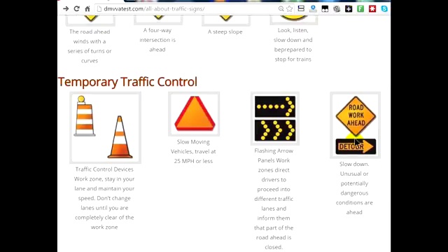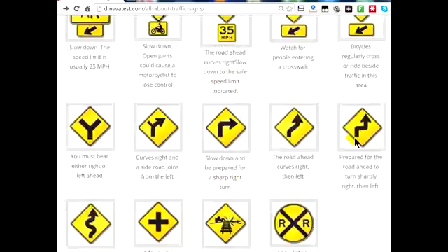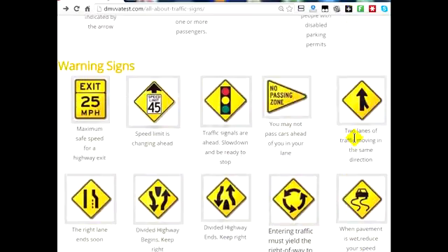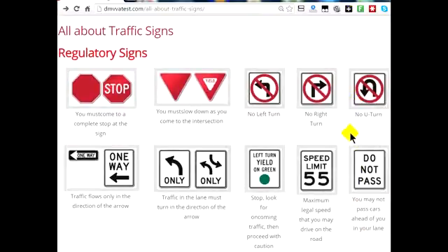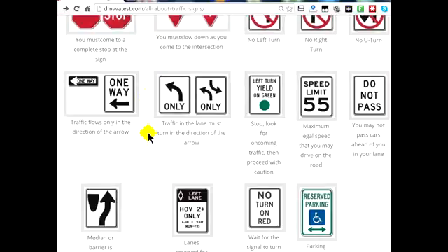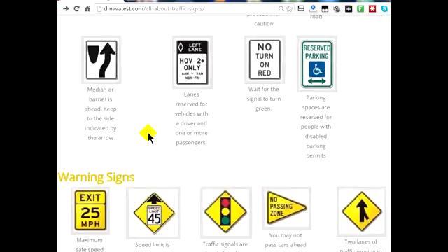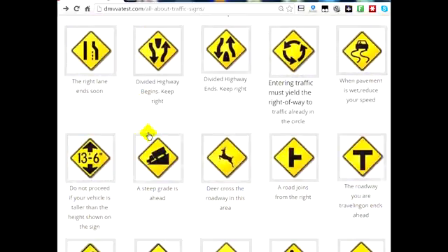So those are the traffic signs that I wanted to talk to you about. These are very important that you memorize what they are and what they do, so that you can drive safely on the roads, and that you can be prepared to stop when you need to stop.